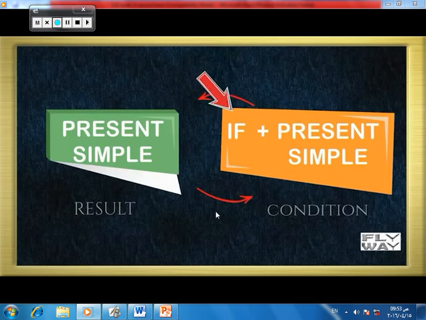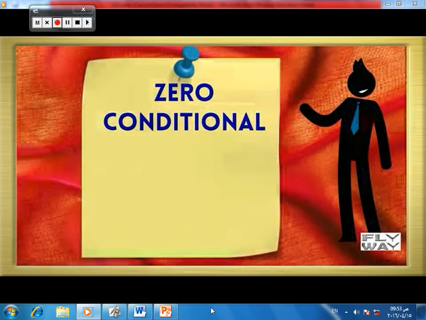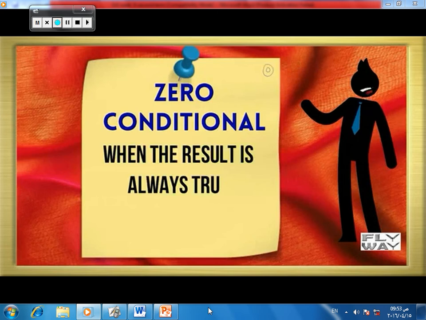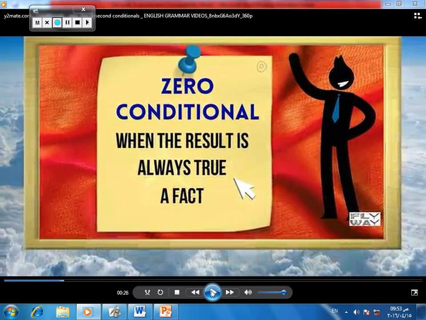In the zero conditional, we have the present simple and the present simple also in the result clause. In both clauses we have the present simple. When the result is always true, a fact. The use for the zero conditional, we use it to talk about truth, general truth or facts. Okay, general truth or facts.